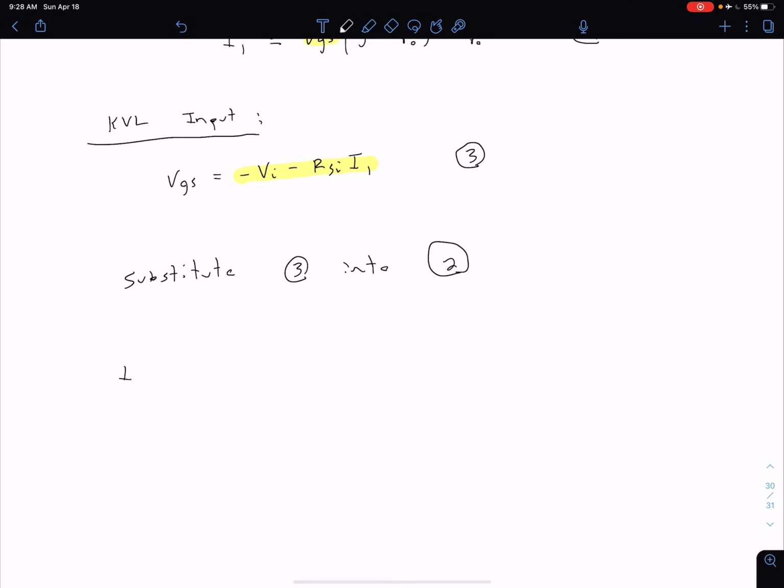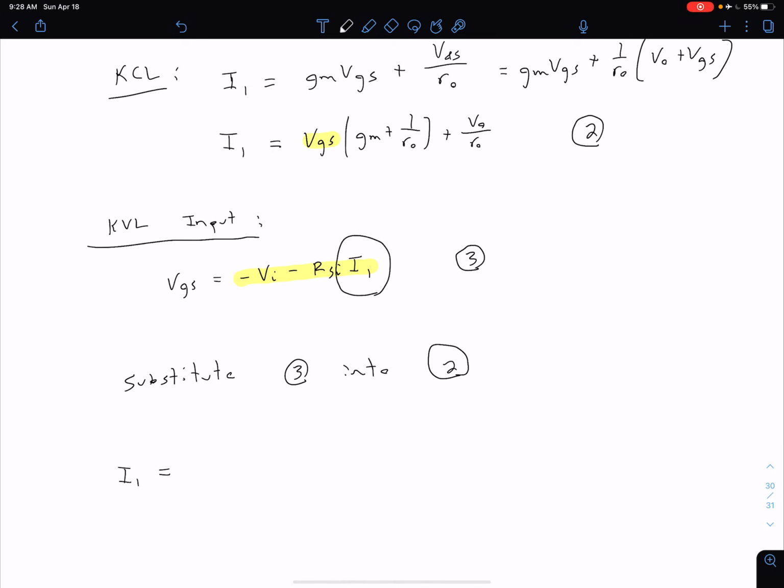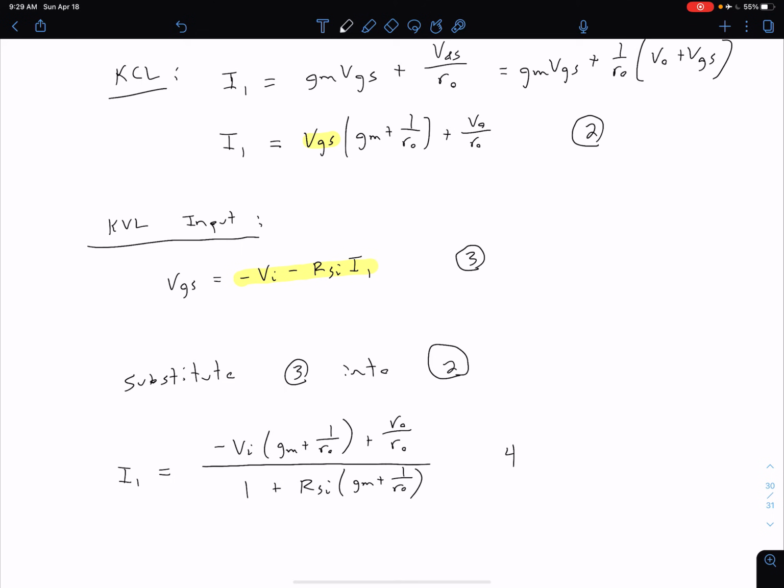But when we do that, we get a more complete expression for our I1 in terms of our VI as opposed to the VG. And so again, notice that when we do this, we're going to get an I1 over here on this side of the equation. So we're going to have to move that around and get our I1s together. But our final result for the I1 is going to be negative VI times the quantity GM plus 1 over R naught plus V naught over R naught. All of that is going to be divided by 1 plus RSI times GM plus 1 over R naught. And so let's call this equation 4.